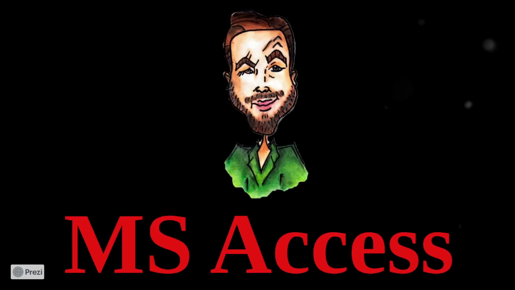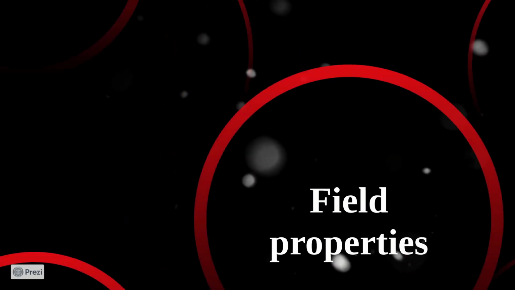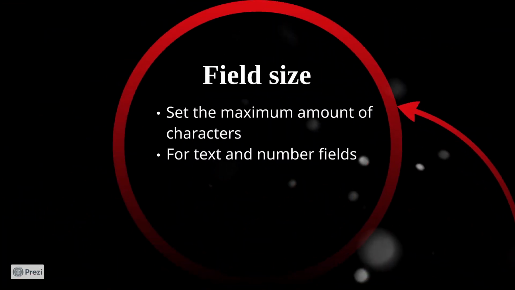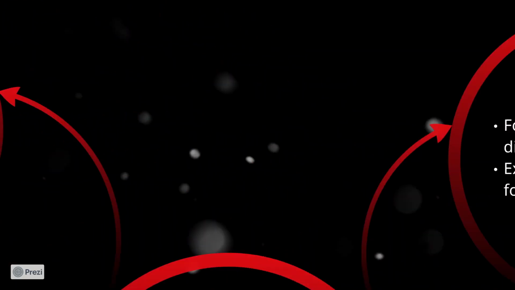In this video for Microsoft Access, we are looking at field properties. So the first field property is field size. You can set the maximum number of characters, the maximum size, for a specific field. So say for example you have a field for cell phone numbers, then you would put the maximum number to 10, because then there will be 10 characters in that field. You can do the same thing for ID number, etc.